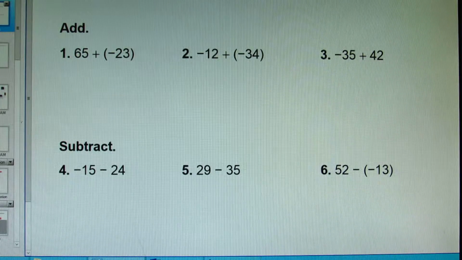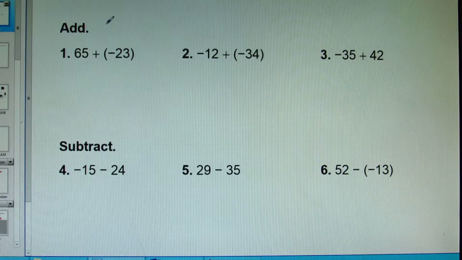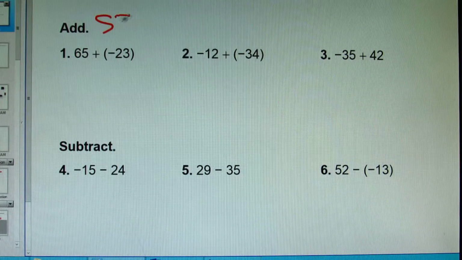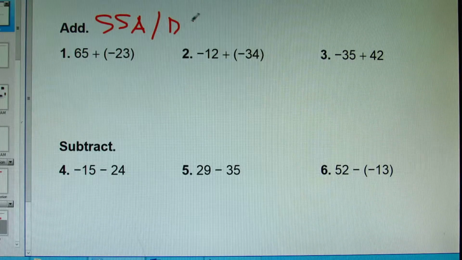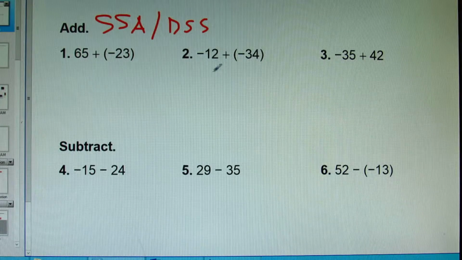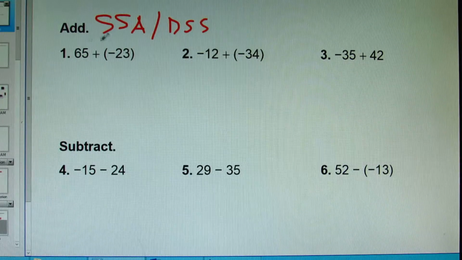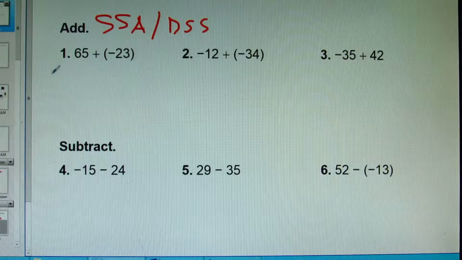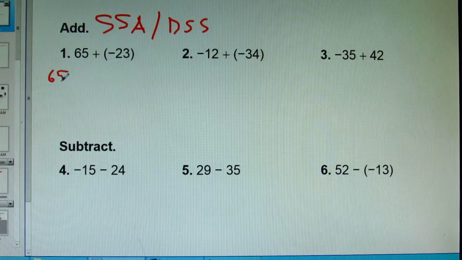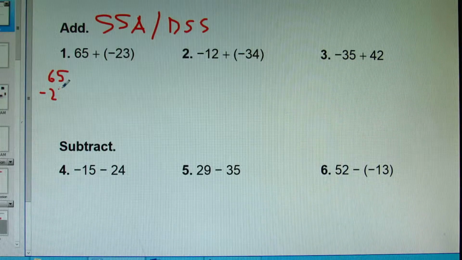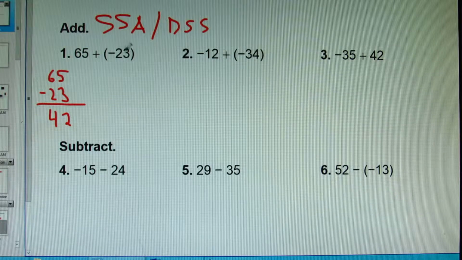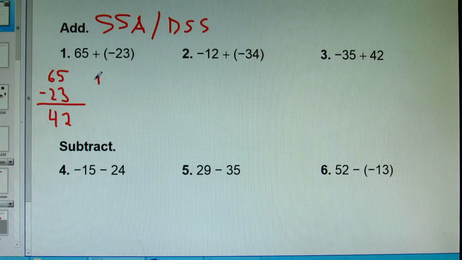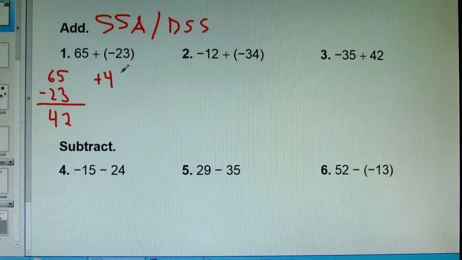Alright, adding. Again, we have two rules for adding. What are they? Same signs, add, and different signs, subtract. Alright, here we go. 65 plus negative 23. Those are different signs, so I have to subtract those two numbers. When I subtract them, I get 42. Now my answer will be positive 42 because the 65 is the larger number.